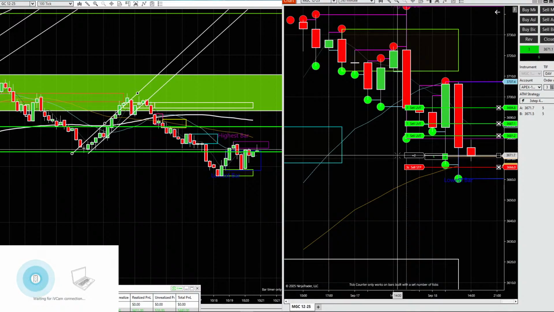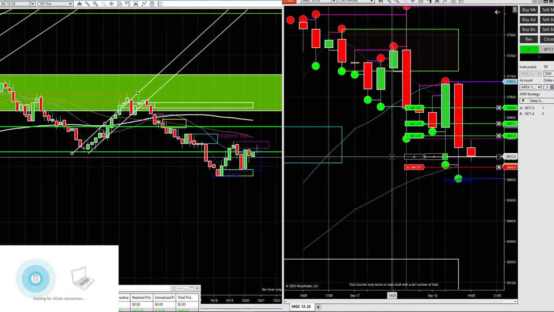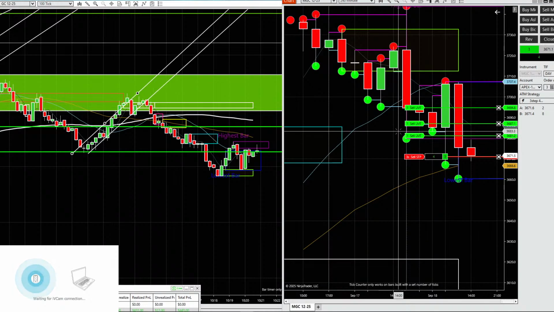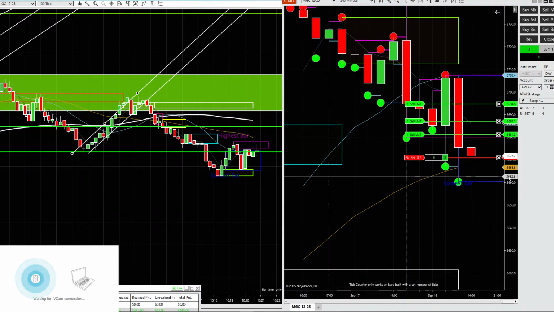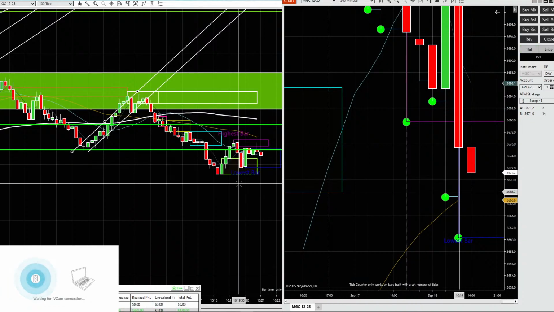Getting smacked down right here from the high. Look for probably another leg in between these two. I'll probably just get out. Stop filled. I'll let this come down.